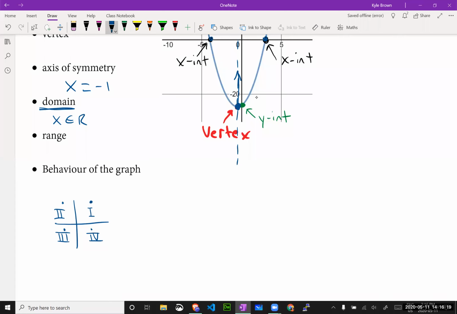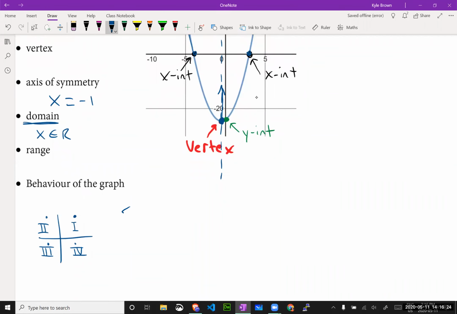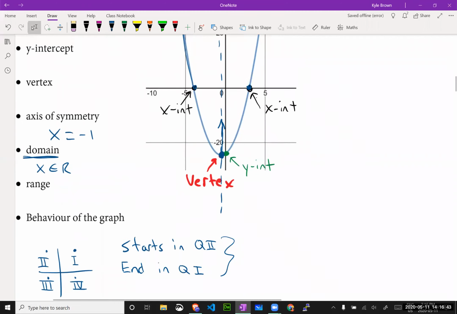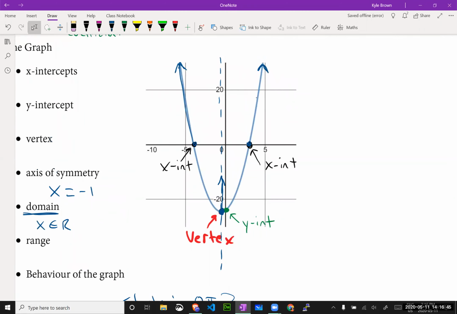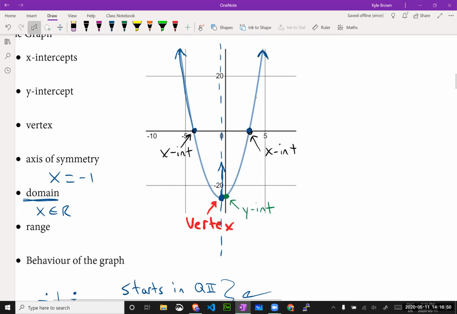Okay, so now that we remember that, we can say this thing starts in quadrant 2, and then ends in quadrant 1, right? And it can be written different ways. Even in your assessment, I think it says starts high, ends high, right? There are different ways to say it, but that's the idea. It's just talking about how this graph generally looks.